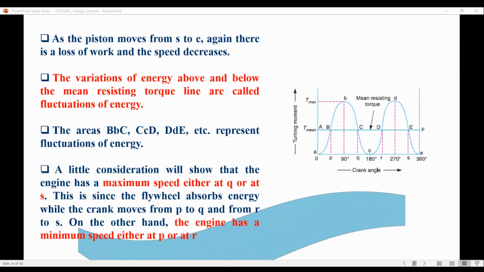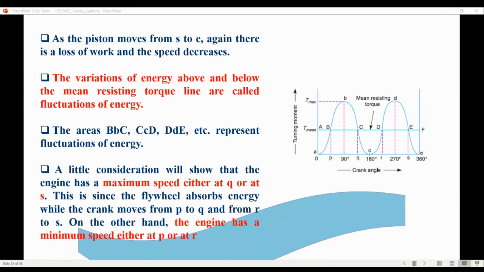Obviously the cycle repeats again at R, and R is a minimum because it has depleted all its energy, and then it goes fast again. It spins, picks up momentum, and then at S it reaches its maximum speed, and then it decelerates again. So just by looking at the diagram, you can gauge where those speeds are. The reason why we mention these speeds, right?